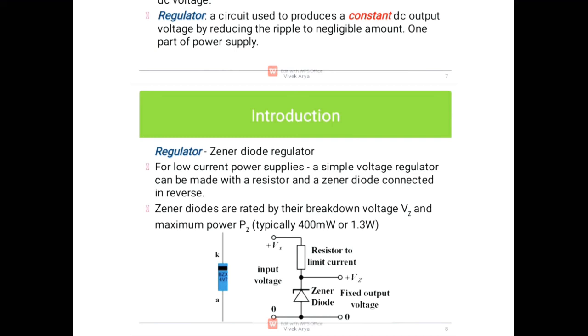We learn about the Zener diode regulator. For low current power supply, we use a Zener diode regulator. A simple voltage regulator can be made with a resistor and a Zener diode connected in reverse. Zener diodes are rated by their breakdown voltage and maximum power Pz.